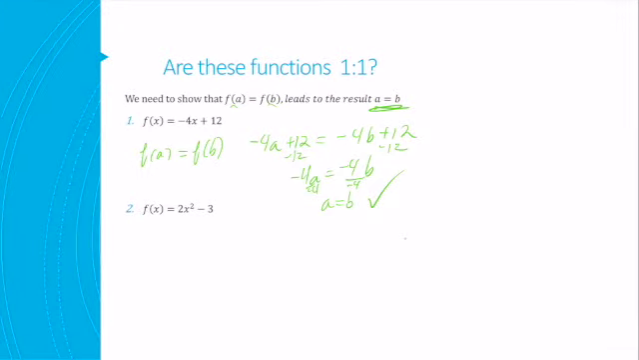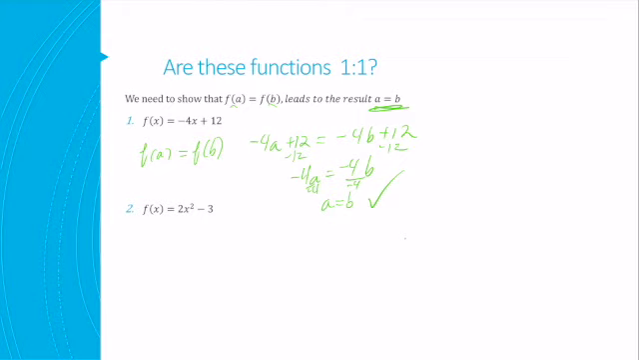Next, let's take a look at my second function. I have f of x equals 2x squared minus 3. This is a quadratic function. Its graph is going to look like a parabola. But we already know that parabolas might not be 1 to 1, right?